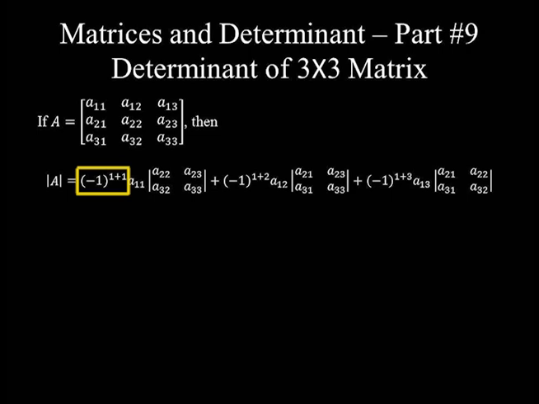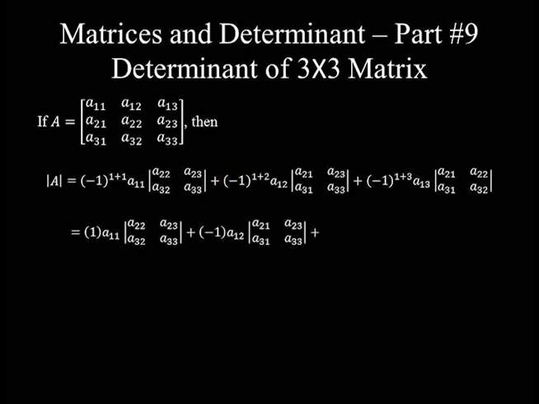-1 to the power of 1 plus 1 is -1 to the power of 2. -1 to the power of 2 is +1 times the remaining stuff, plus -1 to the power of 1 plus 2 is -1 to the power of 3. -1 to the power of 3 equals -1 times the remaining expression, plus -1 to the power of 1 plus 3 is -1 to the power of 4, which is equal to 1 times the last expression. As we can clearly observe here, -1 to the power of i plus j alternates between +1 and -1, starting from +1 for the a sub 1 1 position.